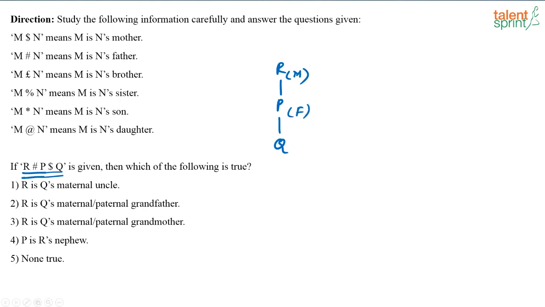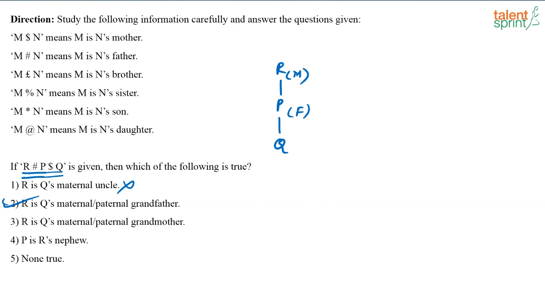Now what is the relationship between R and Q? R is Q's grandfather, correct? R is Q's grandfather. So R is not Q's uncle. So the correct answer will be option 2. This is one way in which you can solve it. The other way to solve this question is, we know for sure that R is P's paternal grandfather, but in the options they have given maternal or paternal, so there is no confusion. You can mark 2 as your answer option.